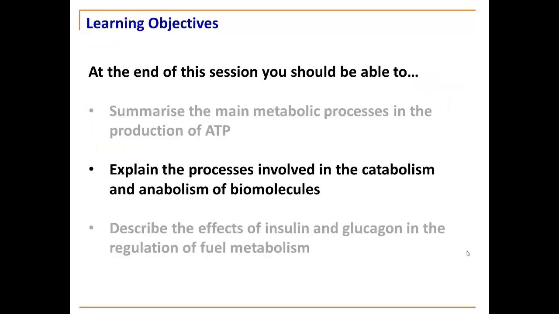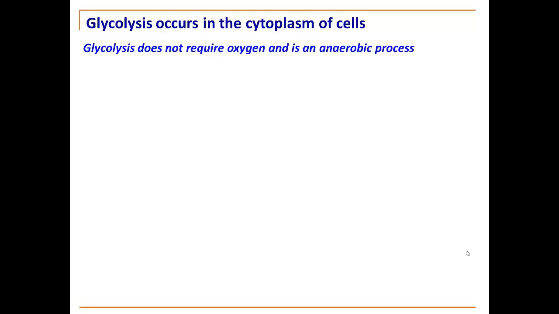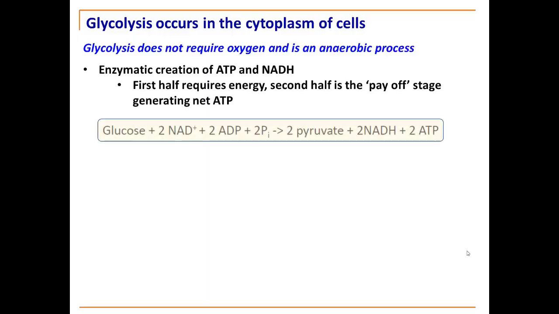So the next bit we're going to talk about in a little bit more detail the processes involved in both catabolism and anabolism of the variety of different biomolecules. As we've already talked about, glycolysis occurs in the cytoplasm of cells. It doesn't require oxygen, and it is an anaerobic process.